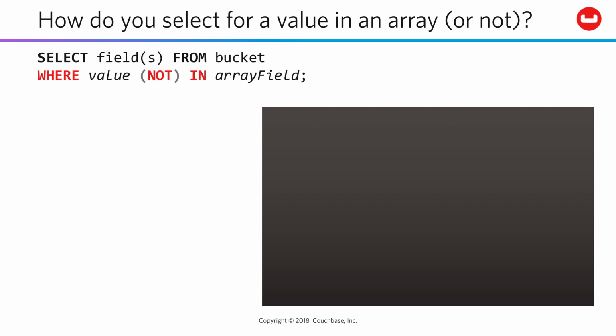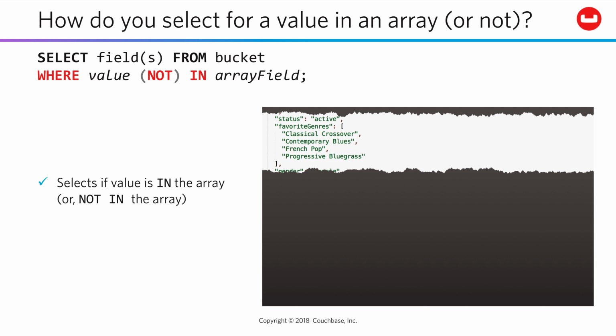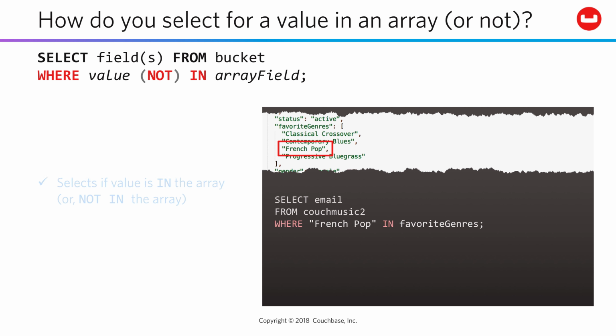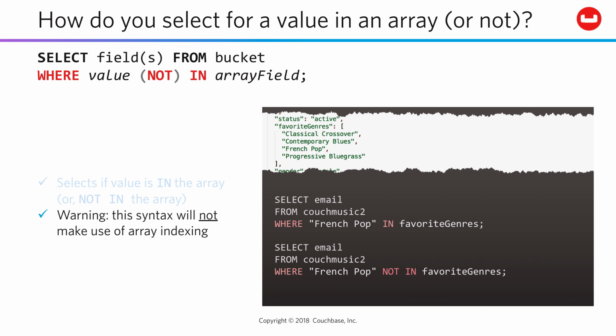For simple value lookups within a set of scalar values in an array, Nickel provides this straightforward syntax based on whether a specified value is in or not in the target array. However, this technique is not optimal for larger or more involved multidimensional structures within a document because it will not make use of Couchbase's ability to index arrays within documents.